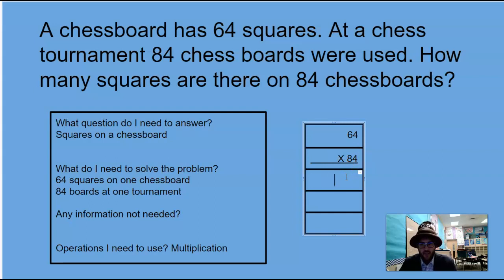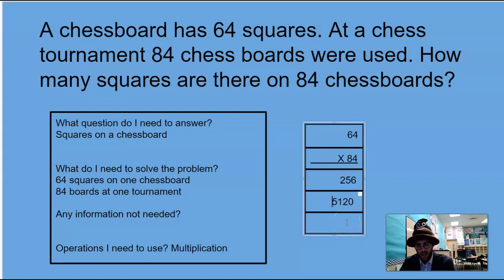So I have 4 times 4, which is 16. Carry the 1. 6 times 4 is 24, plus 1 is 25. So my first line there is 25. Come down here. Don't forget the 0. And then we have 8 times 4 is 32. Carry the 3. We have 48 plus 3, 49, 50, 51. So that's 5,120. Don't need a comma there because we're just going to add it up.